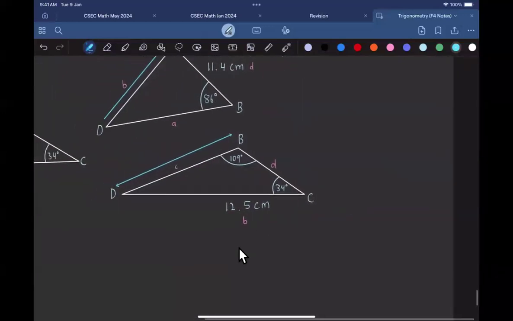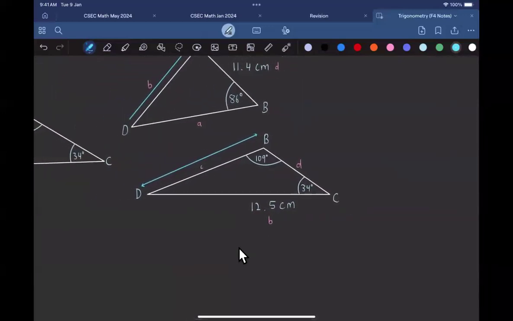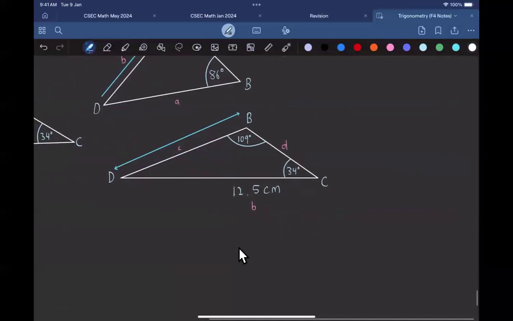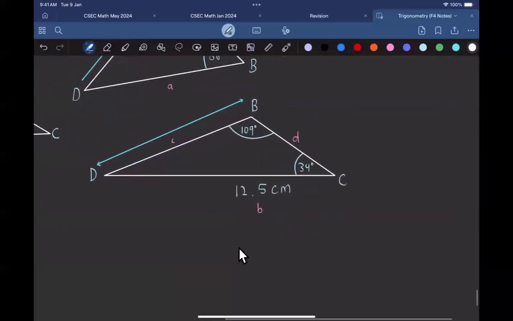So Rihanna, what rule am I going to use here? Sine rule or cosine rule? Sine. Right. Define the sine rule I would use for this question and the formula. Tell me the formula.